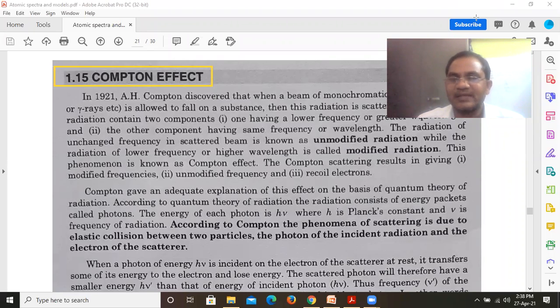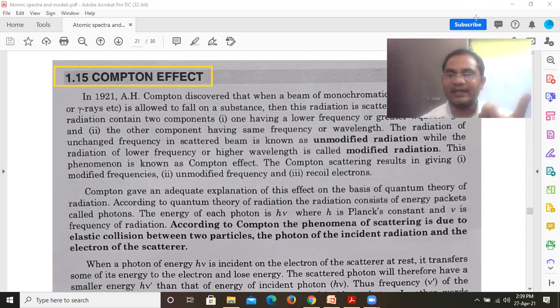The free electrons exist in the graphite material. So one is the photon, another is the free electron. The free electron is the scatterer, the free electron existing in the graphite material. Whenever the X-ray photon passes through that graphite material, the photon acts like a particle. That photon is subjected to an elastic collision with the free electron. So here we consider the elastic collision between the photon and the free electron in the scattering material.